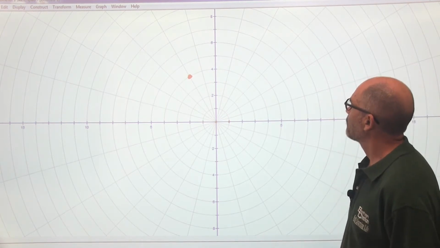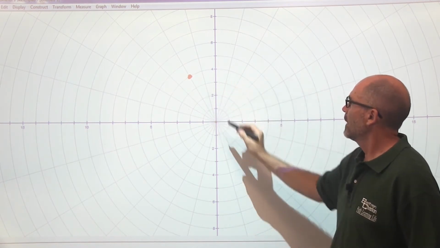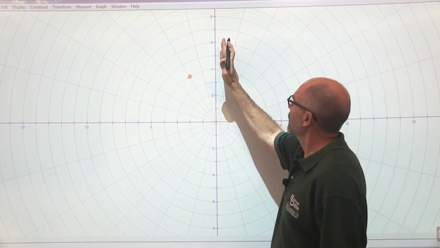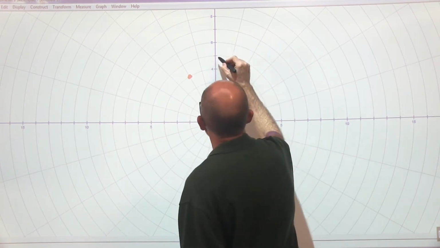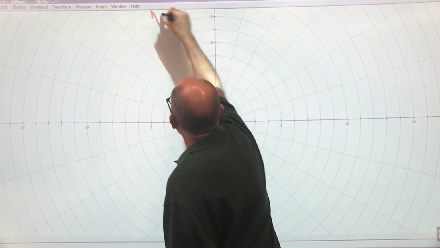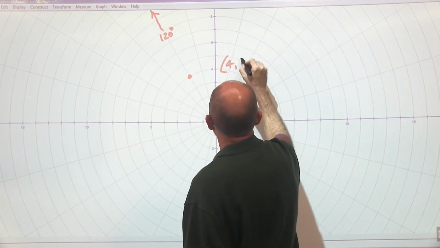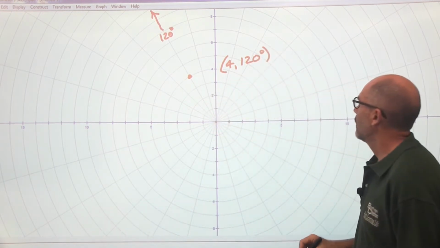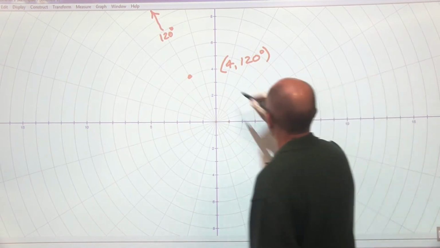All right, so we have 4 away from the origin. At what angle? Well, it's 90 straight up plus 30 is 120. So I can name this the 120 degree angle going that way. So that's 4 at 120, positive, positive.